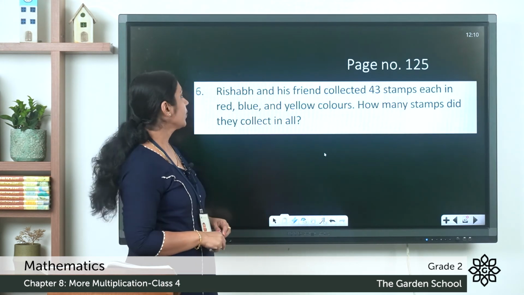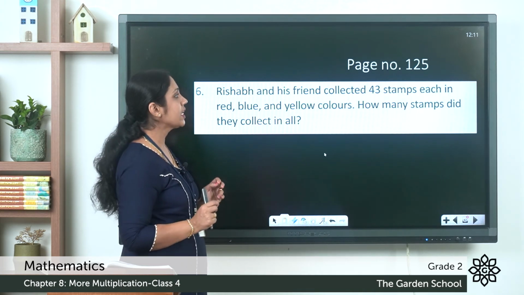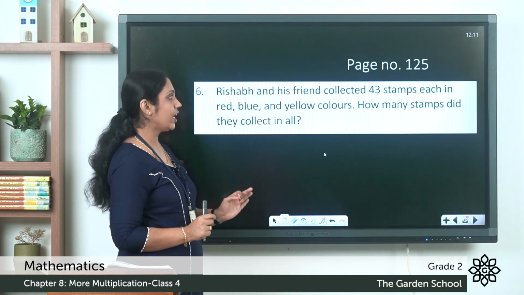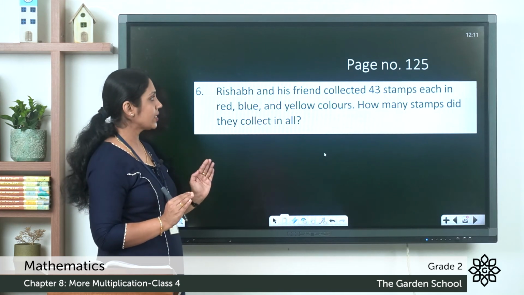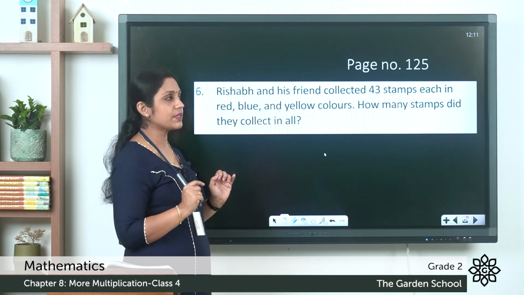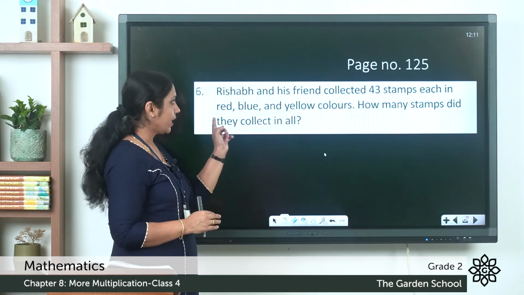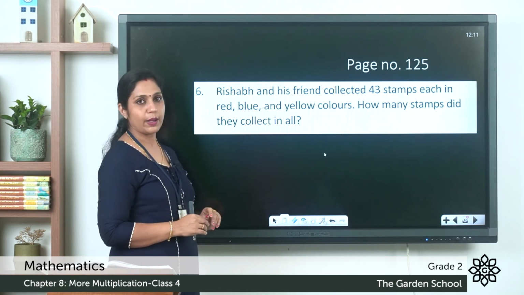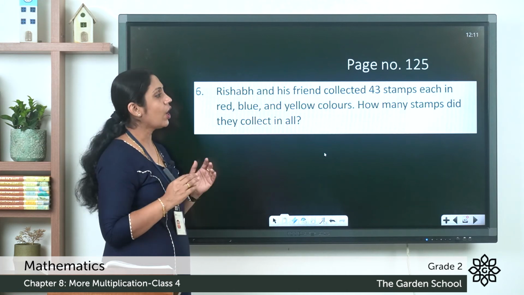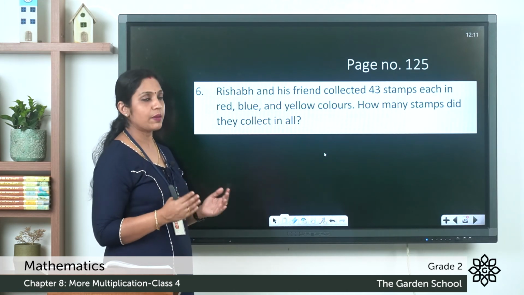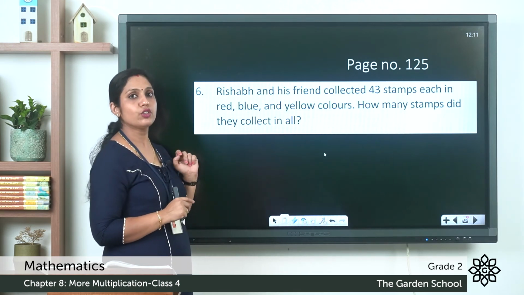The next question. Rishabh and his friend collected 43 stamps, each in red, blue and yellow colors. How many stamps did they collect in all? So, what is the question? Rishabh and his friends collected 43 stamps, each in red, blue and yellow colors. So, they collected red stamp, blue stamp and yellow stamp. And in each color, they collected 43 stamps. So, how can we find out the total number of stamps that they are having? You have to multiply 43 into 3 to find out the answer.